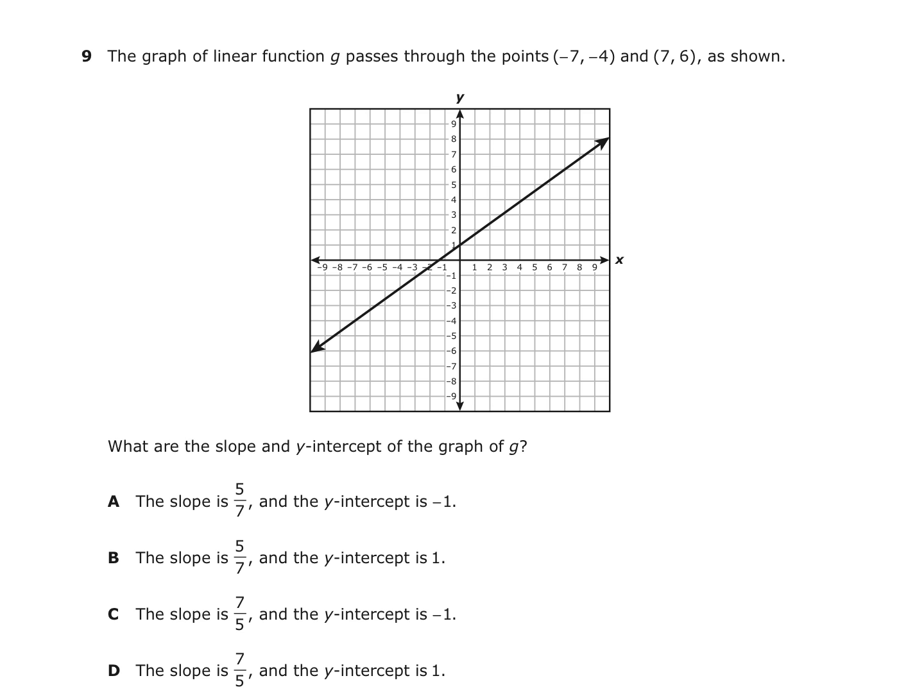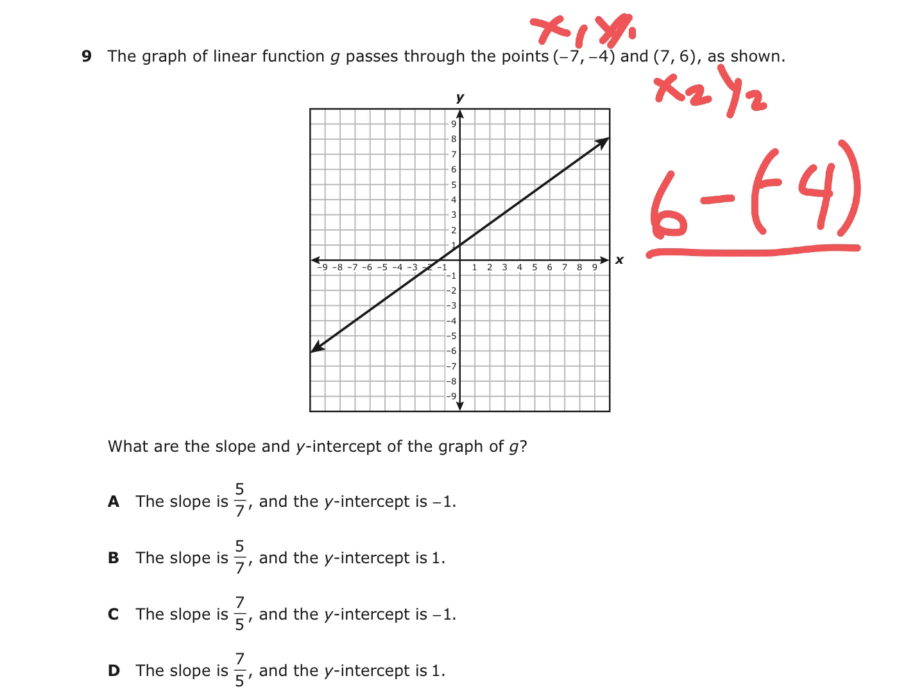Okay, let's take a look at the next one, number 9. The graph of the linear function g passes through the points (-7, -4) and (6, 7). And so we have this point here and this point here. What is the slope and the y-intercept for this graph? So let's say this point here would be x1 and y1, and over here this could be x2 and y2. So if we take y2 minus y1, we're going to have 7 minus -4, this difference in the y's. And then x2 minus x1 is going to be 6 minus -7.